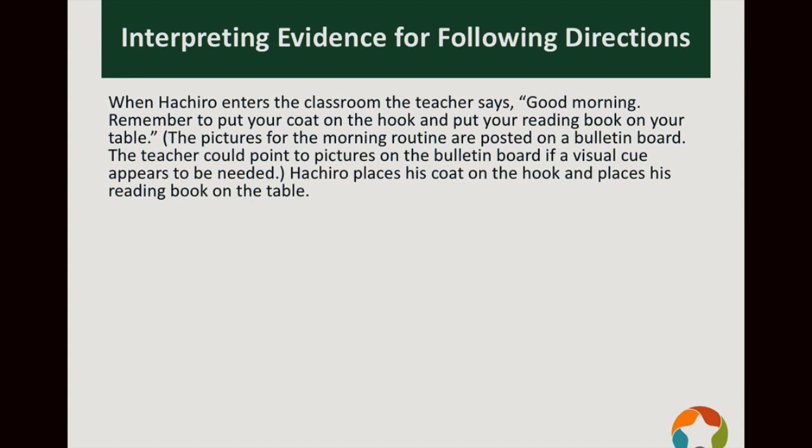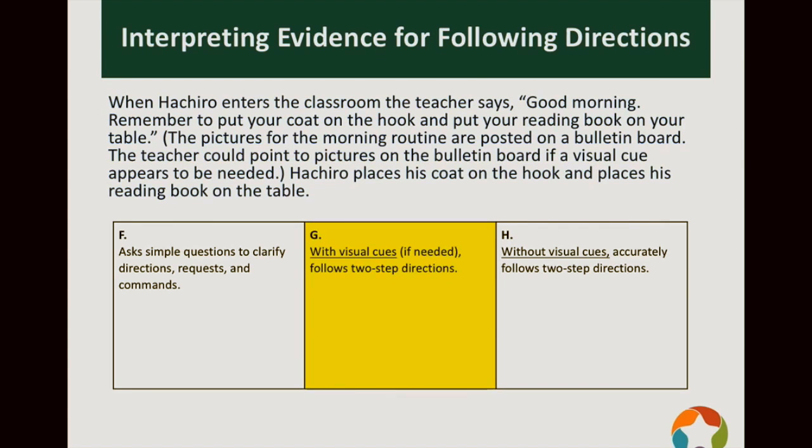Let's do another one for following directions. When Hashiro enters the classroom, the teacher says, "Good morning. Remember to put your coat on the hook and put your reading book on the table." The pictures for the morning routine are posted on a bulletin board. The teacher could point to pictures on the bulletin board if a visual cue appears to be needed. Hashiro places his coat on the hook and places his reading book on the table. So where is Hashiro along this construct progression for following directions? So it's skill step G with visual cues if needed, follows two-step directions.